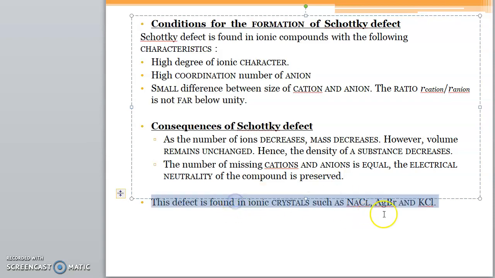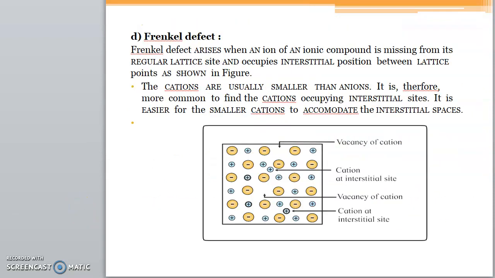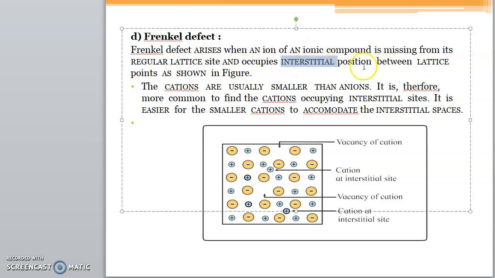These are some of the examples in which this defect is formed: NaCl, that is sodium chloride, silver bromide, potassium chloride. Let's go to the next one, which is the last part in this stoichiometric point defect, that is Frenkel defect. Now in Frenkel defect, it arises when an ion of an ionic compound is missing from its regular lattice and occupies an interstitial position between lattice points. So it not only goes missing, but it also occupies those interstitial positions.